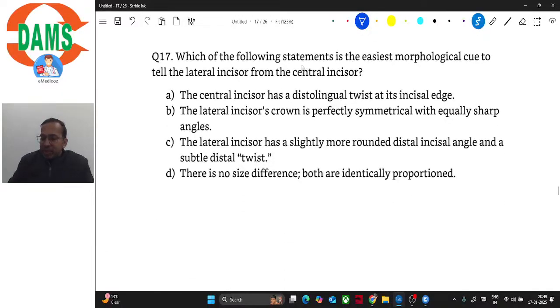Which of the following statements is the easiest morphological cue to tell the lateral incisor from the central incisor? So here they have not mentioned whether it is maxillary or mandibular. So let's take a look at the options. The central incisor has a distal lingual twist at its incisal edge. So be it maxillary, be it mandibular, none of those have a distal lingual twist. It is the lateral incisor which has a distal lingual twist, right?